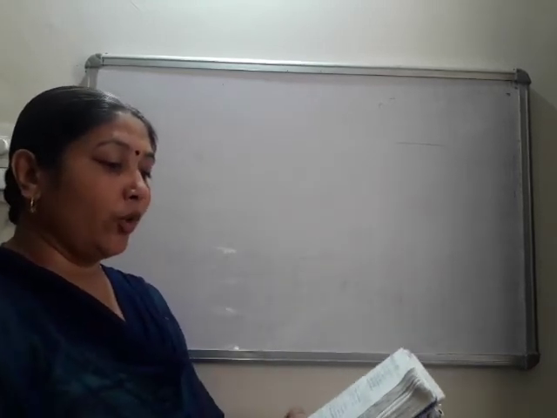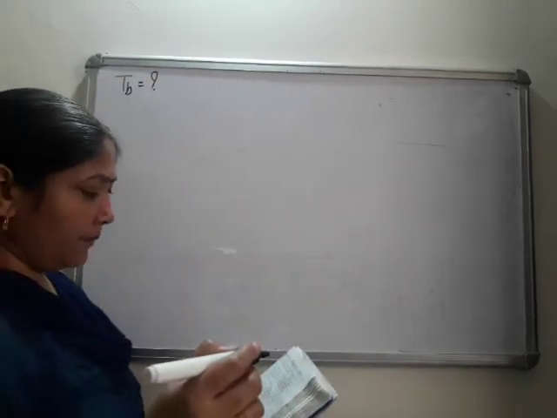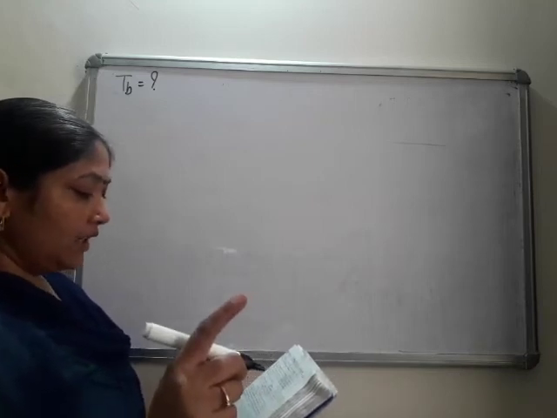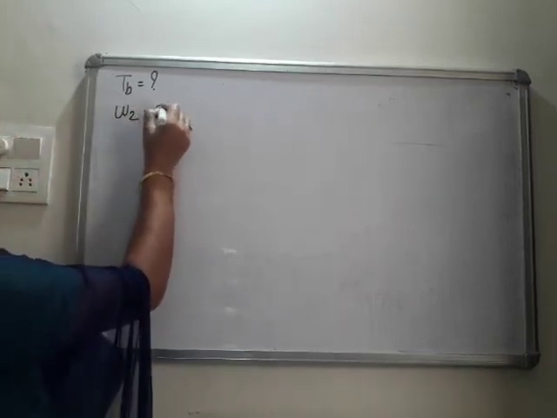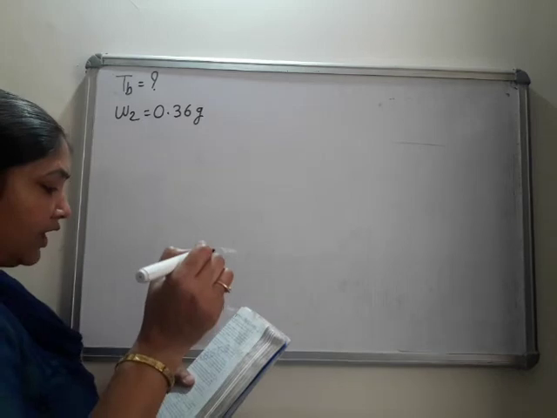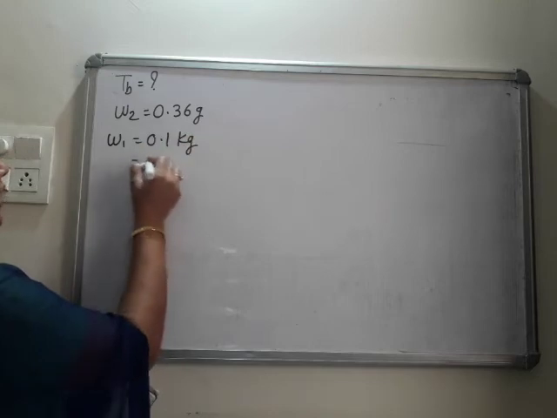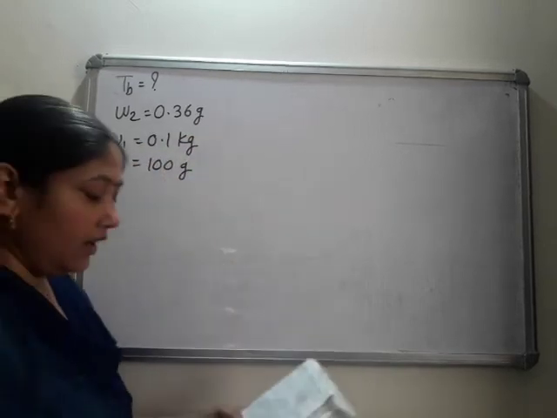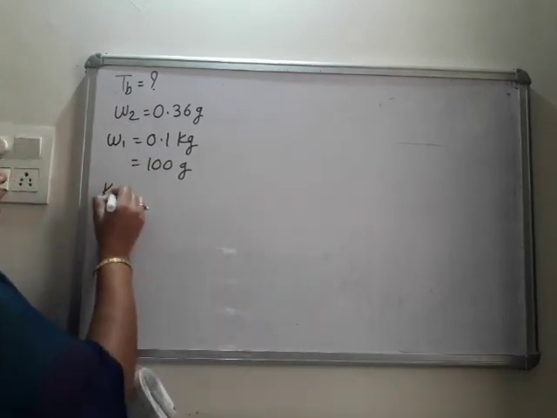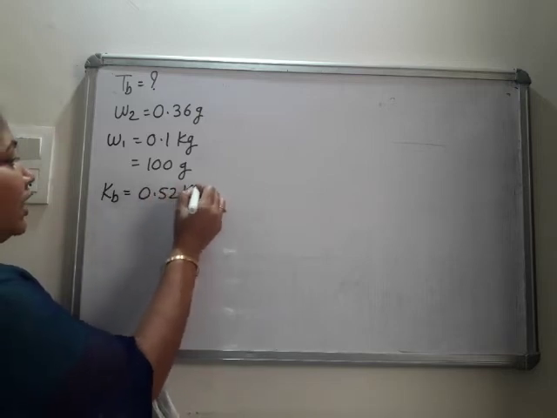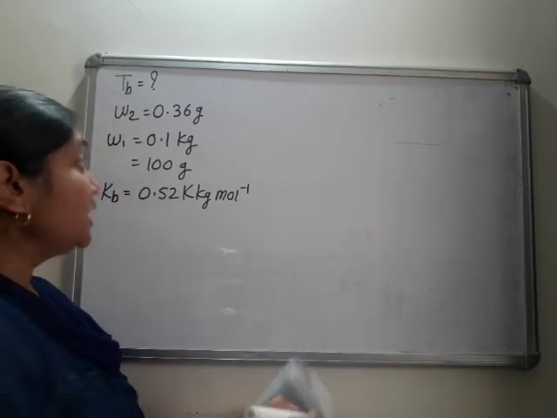See the question. Boiling point of solution means we have to find Tb. Boiling point of solution containing 0.36 gram of glucose. So glucose means W2. How much? 0.36 gram. In 0.1 kg of water. W1 is 0.1 kg. 0.1 kg means 100 gram of water. And they have given us Kb. Kb for water is 0.52 Kelvin kg per mole. Question is find Tb.